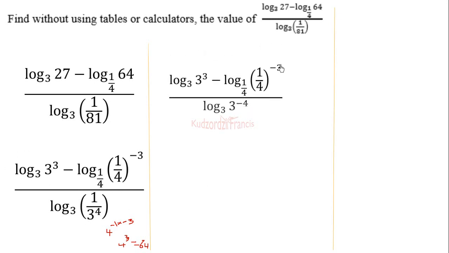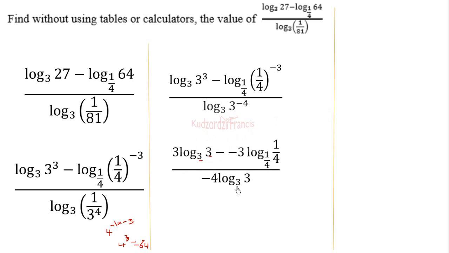Then we now use that rule to bring the exponents down. So if you use the exponent to multiply, we get something like this. So we now have to simplify. Note that logarithm of the base, if the base and the number are the same, it will be 1. So all these ones are 1s. So we do that substitution, and we now simplify. 3 plus 3 will give you 6 over negative 4, which is negative 3 over 2, or negative 1 whole number 1 over 2.